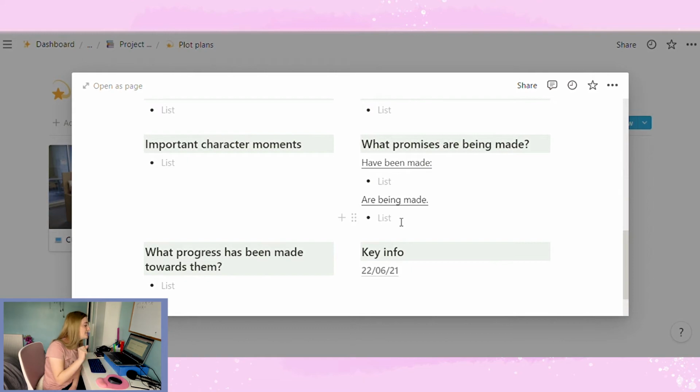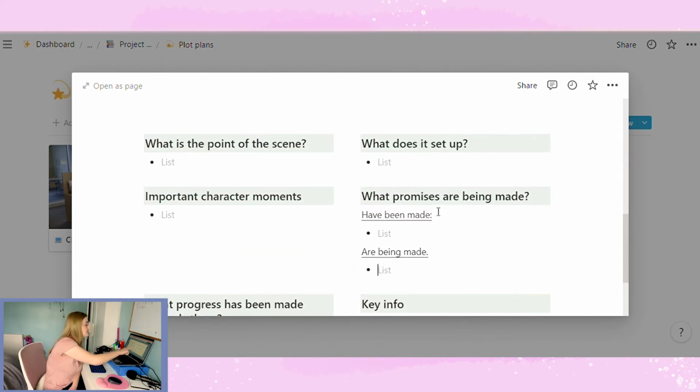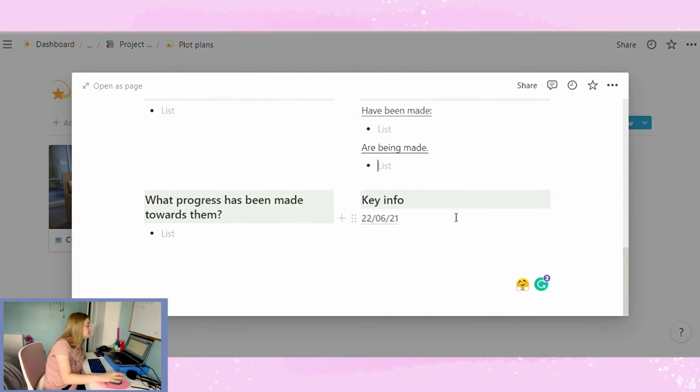What promises are being made in this chapter right now? So answer that question. And then what progress is being made towards them? The promises that have been made, the promises that are being made, what progress are you making towards them? Because people get bored in stories when there is no progress. Again, it doesn't need to be the journey across the desert, all these amazing things.